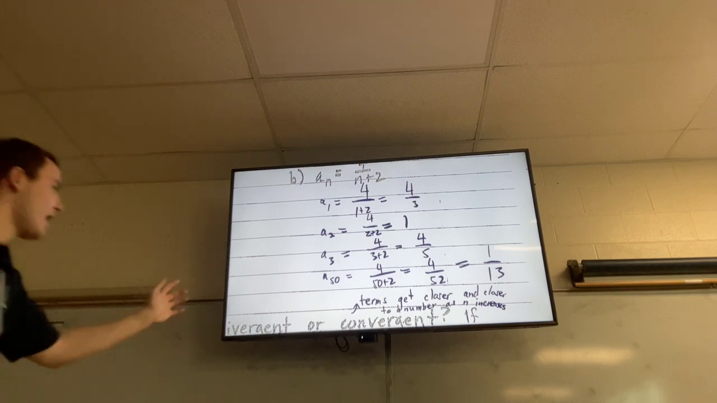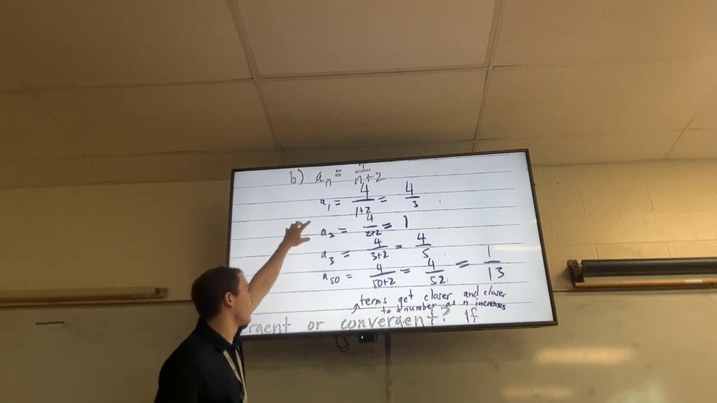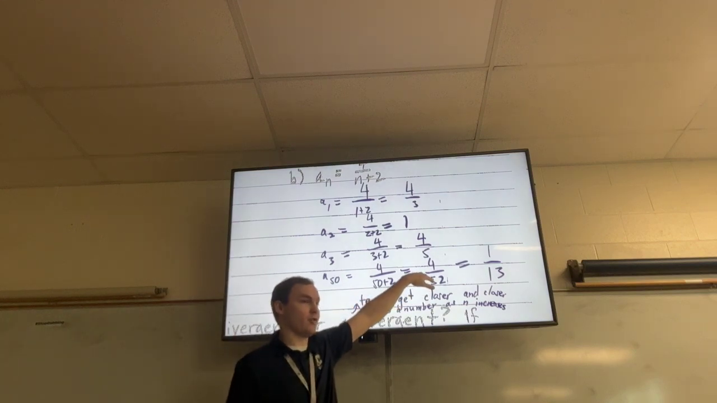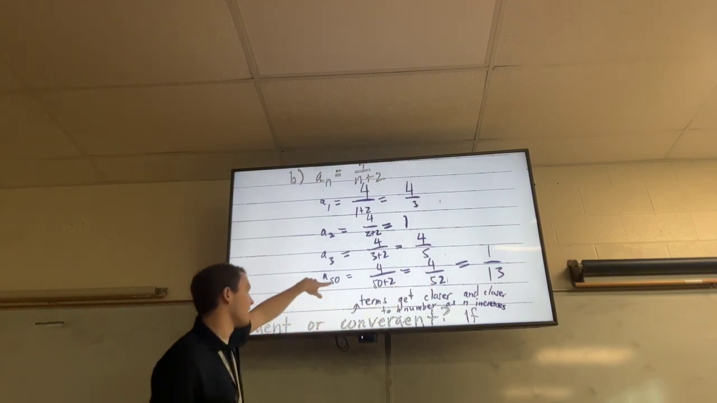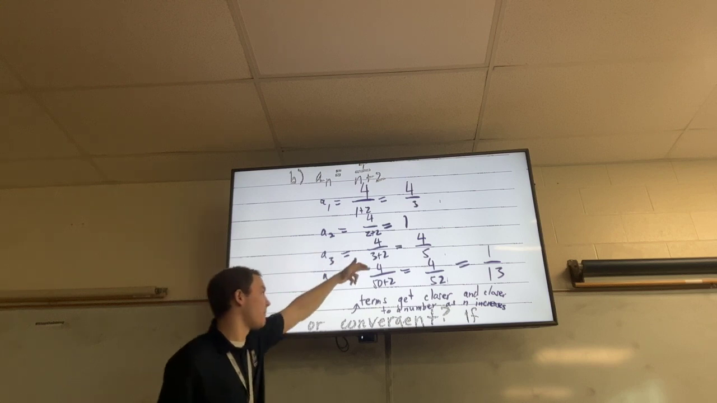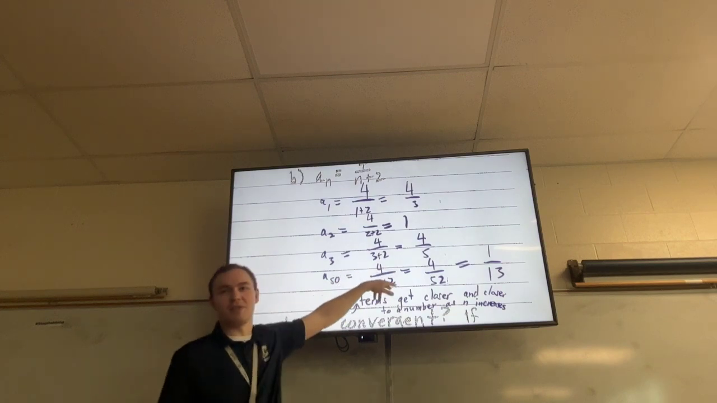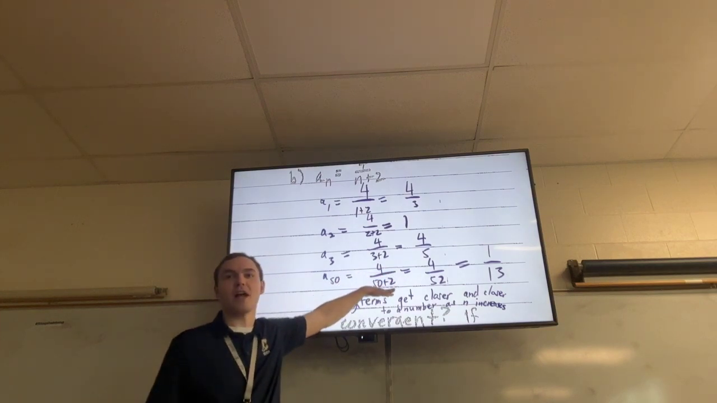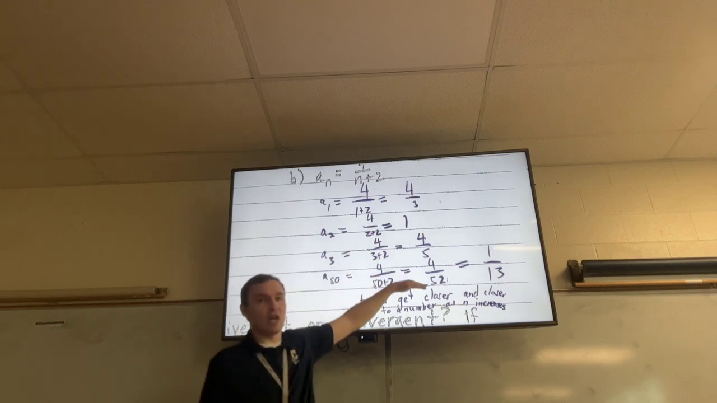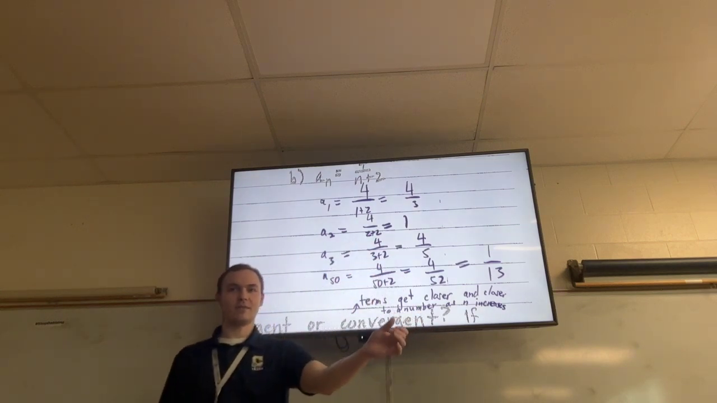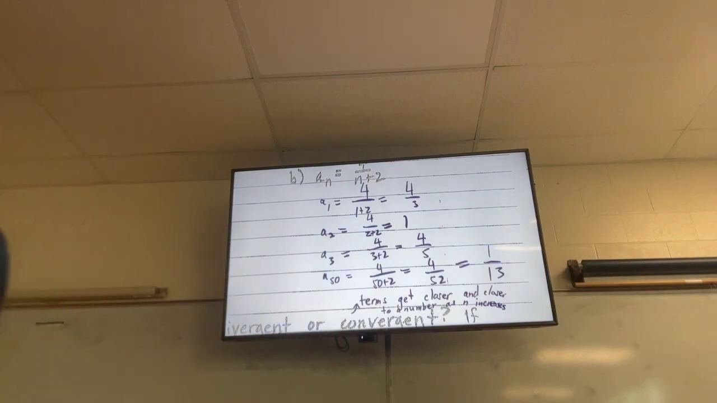This one right here, we're getting closer and closer to 0 each time. 4 over 52, that's a pretty small fraction, right? What if we found the 1000th term? It would be 4 over 1000 plus 2. That's a really small fraction, right? What if we found the billionth term? It'd be 4 over 1 billion plus 2. That's a really, really small fraction, right? So our terms are getting closer and closer to 0, which means it's convergent. It's getting closer and closer to the same number.